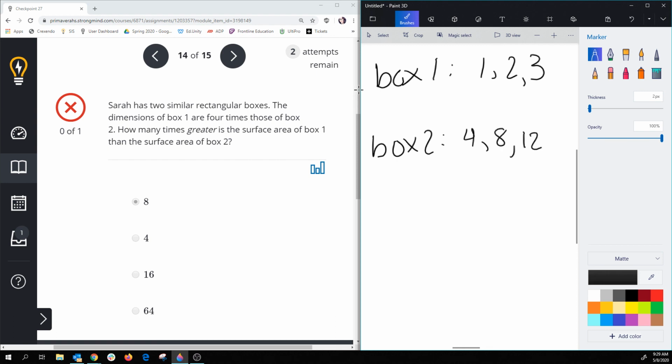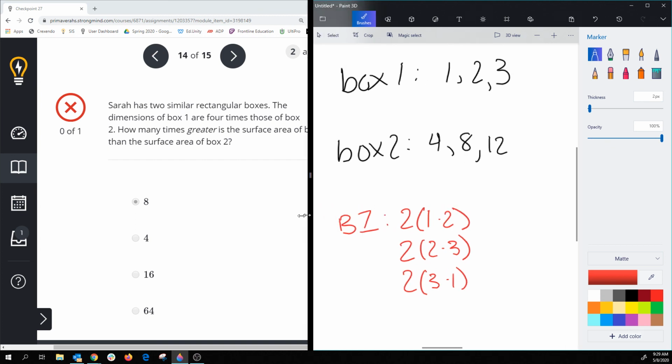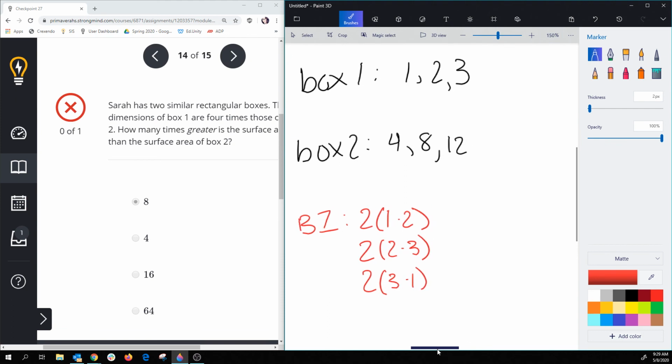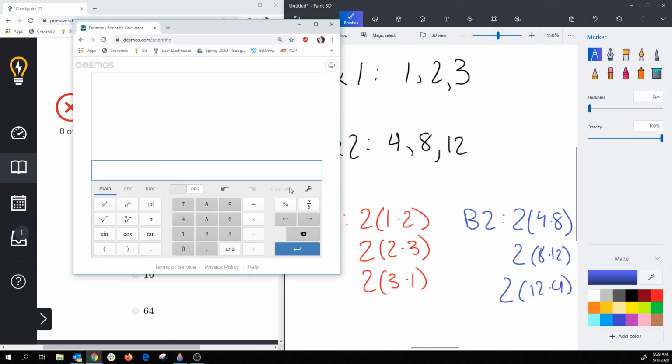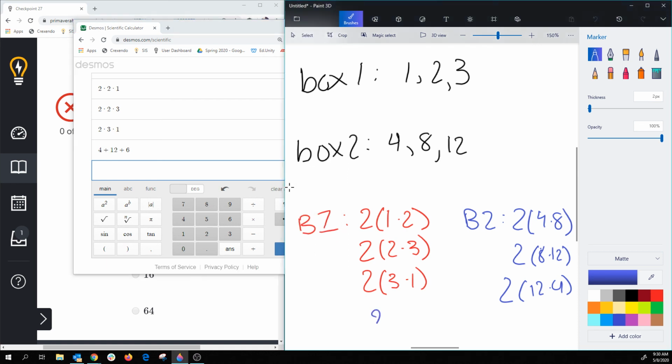So let's just find the surface area of each one of these boxes. So for box 1, I would have 2 times 1 times 2, 2 times 2 times 3, and 2 times 3 times 1. And then for box 2, 2 times 4 times 8, 2 times 8 times 12, and 2 times 12 times 4. So I'm going to type all these into my Desmos. 2 times 1 times 2, not plus, multiply. So I'd have 4 plus 12 plus 6, which gives me 22.